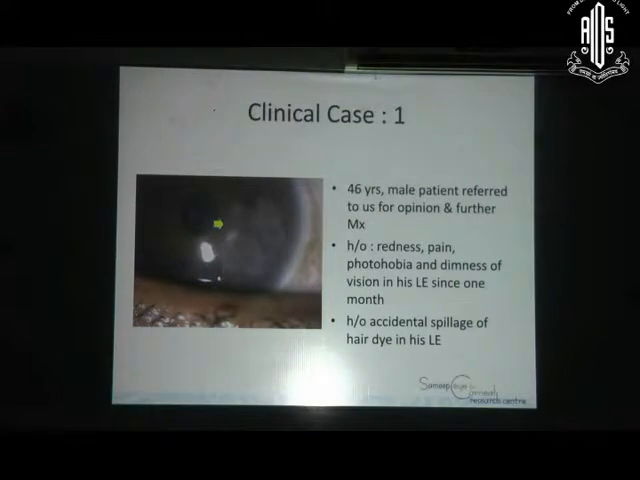To begin with the first case, this clinical case presented: he's a 46-year-old male who presented to us for an opinion. He presented with redness, pain, watering and dimness of vision in his left eye since 1 month. He also gave a history of accidental spillage of hair dye into his left eye. You can see the clinical picture here. A very discrete lesion located in the temporal part of the cornea with some spotty appearance here.